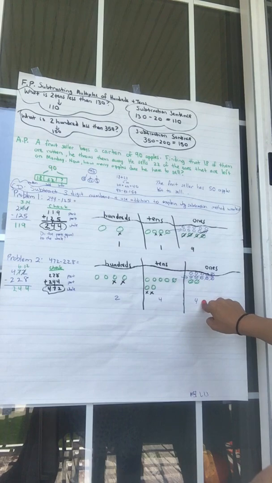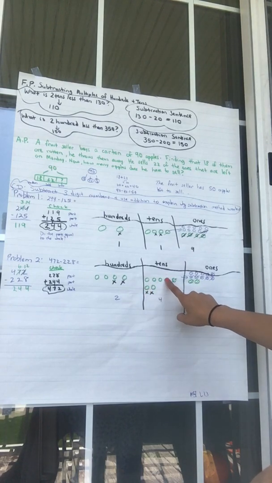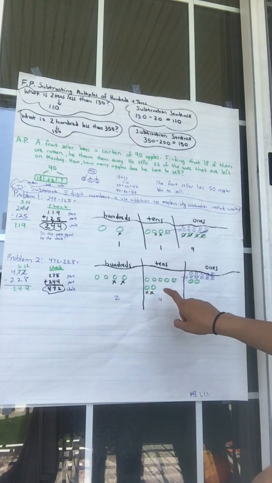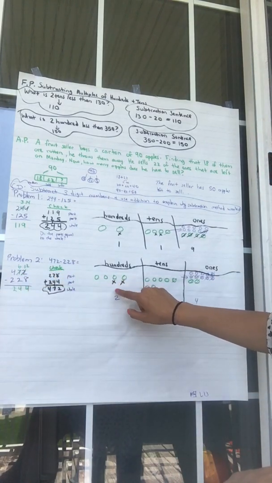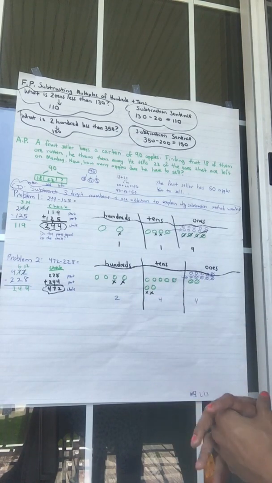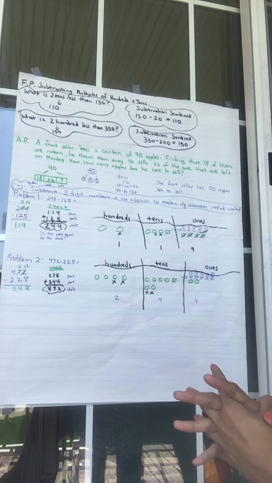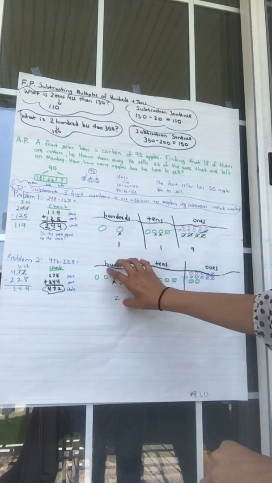Good job. Now I have to take away 6 tens, because that's what I had remaining, remember? 6 tens minus 2. So I took away the 2. I have 4 tens left over. Now I have to take 400 minus 200. Cross, cross. I have 200. The answer is 244. Did you see that? 244. Amazing work.